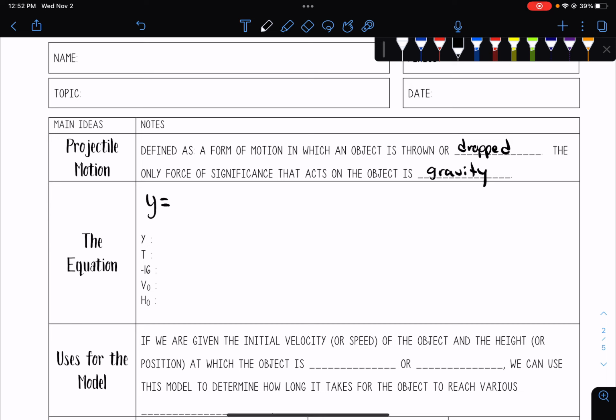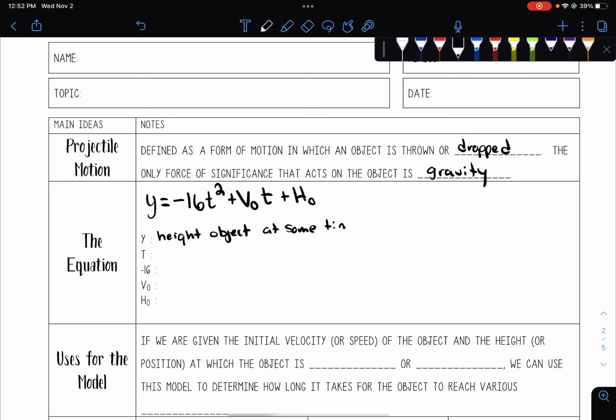Y equals negative 16 t squared plus, this is called V naught. It's V with a little zero, V naught t plus H naught. Again, H with a little zero. Now, these different letters represent different things, okay? The Y value is the height of the object at some time. All right, and that's going to change.